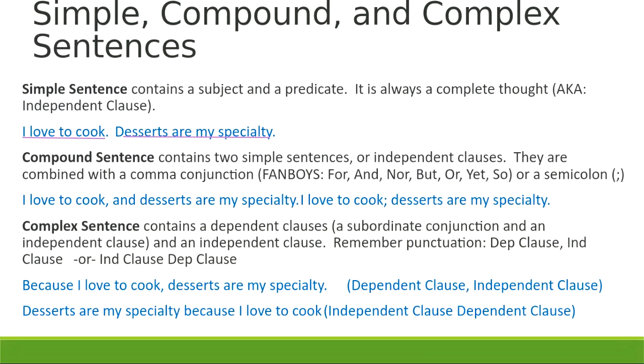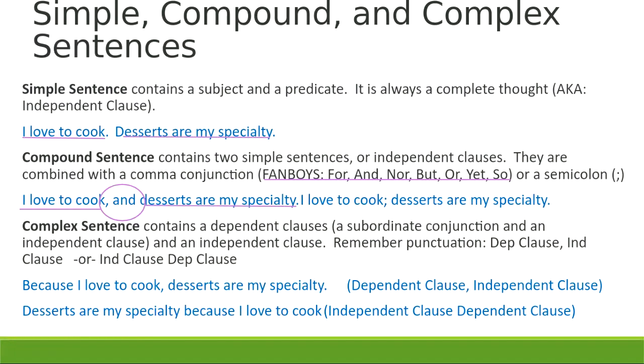Compound sentences are going to have two simple sentences, two independent clauses, combined together with a comma and a conjunction. And back in school, you probably heard conjunctions referred to as FANBOYS: for, and, nor, but, or, yet, so. So what you do is you have two sentences, you want to say them very quickly together, and so you use that comma and that FANBOY to combine them into one sentence. "I love to cook" is one sentence. "Desserts are my specialty" is one sentence. And we combine those together with a comma and "and" to create a compound sentence: I love to cook, and desserts are my specialty.